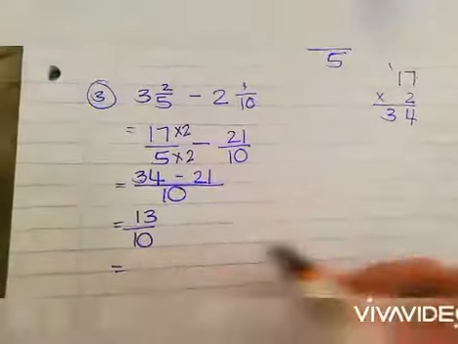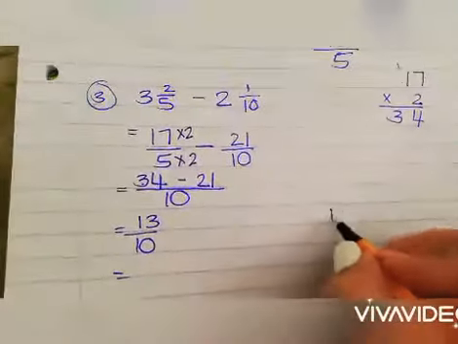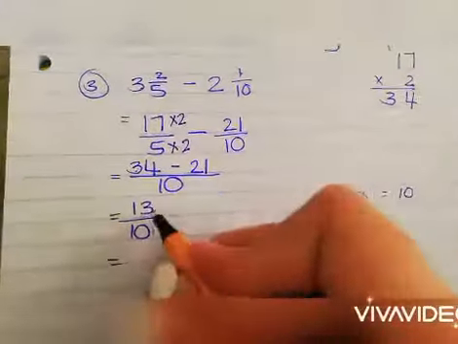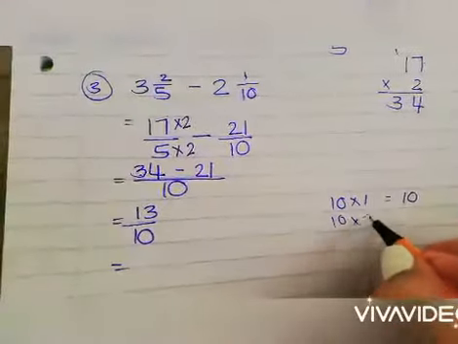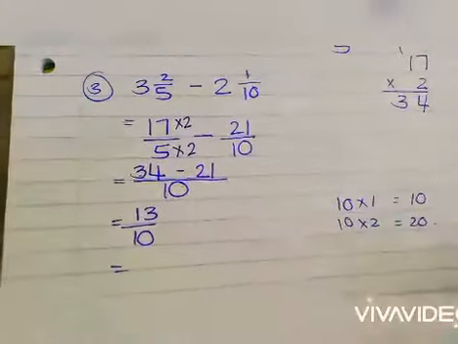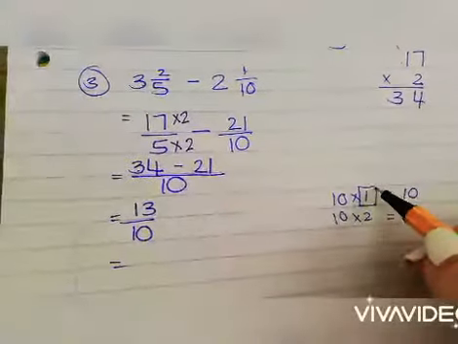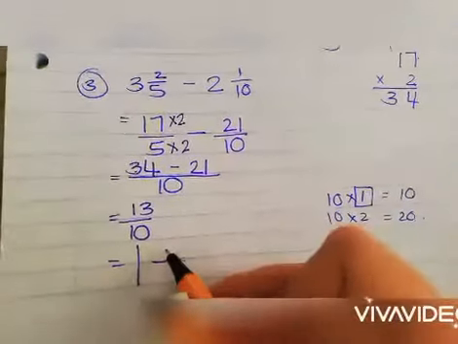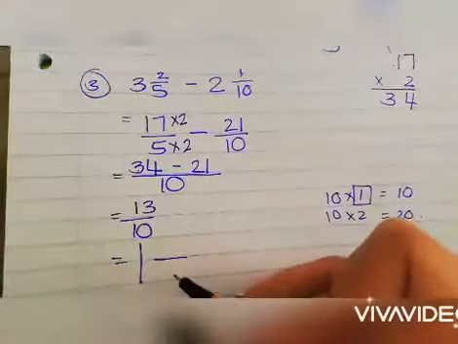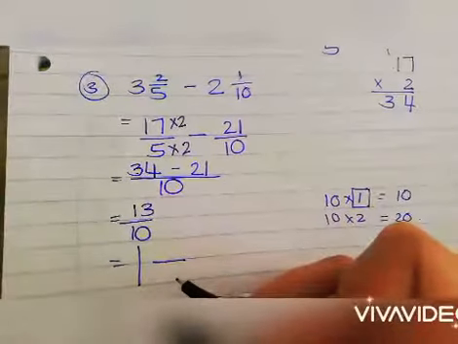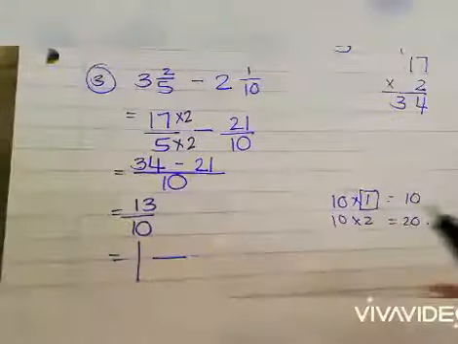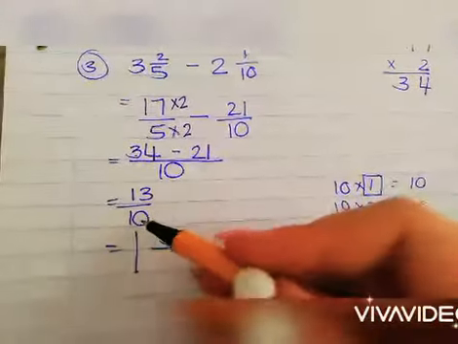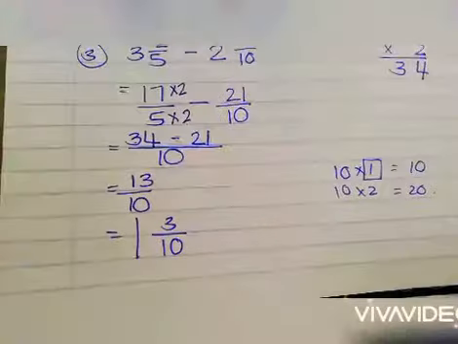So we then need to make it into a mixed number again. So 10 times 1 gives me 10. Do you see that 10 is the closest to 13? If I go higher, and I go 10 times 2, I'm going to get 20. It's too much. So my whole number is going to be 1. And then 13 minus 10 gives me 3. My bad, sorry. And then our denominator still stays the same as 10. And that's it.